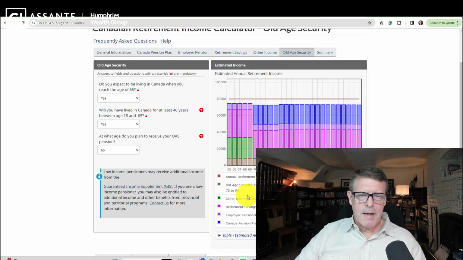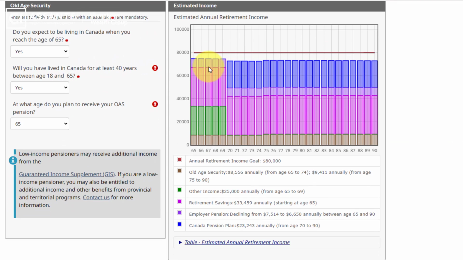Okay, we've completed the data entry, the key fields, and you look at our goal again in the red here. That's $80,000 per year in pre-tax income. And then you can see that all our different income sources are listed here. So we'll go through them together.